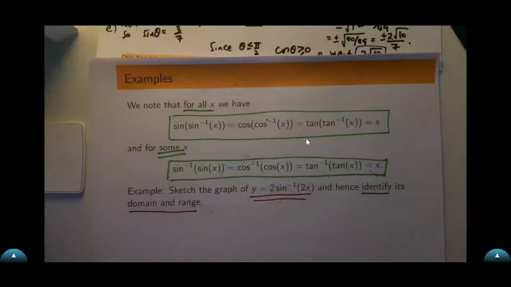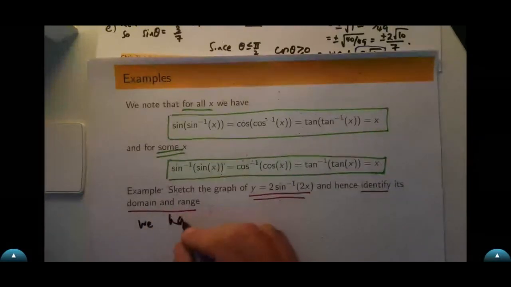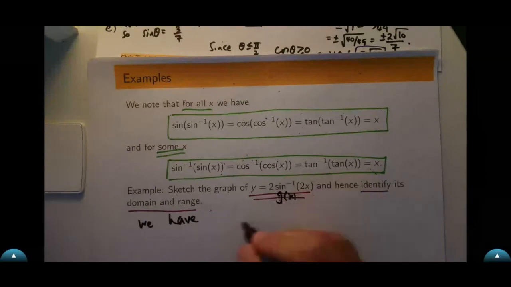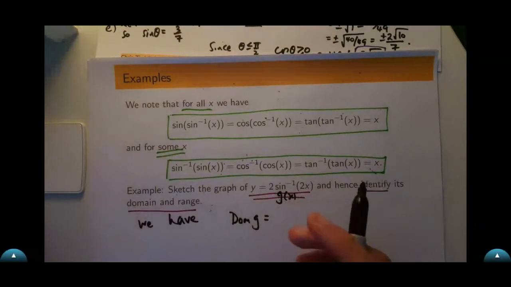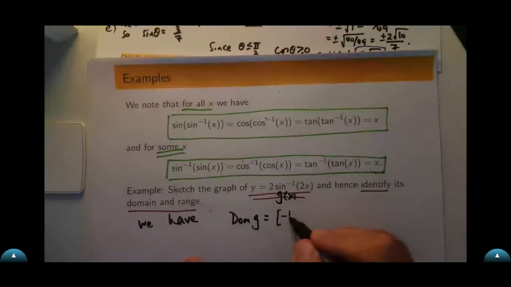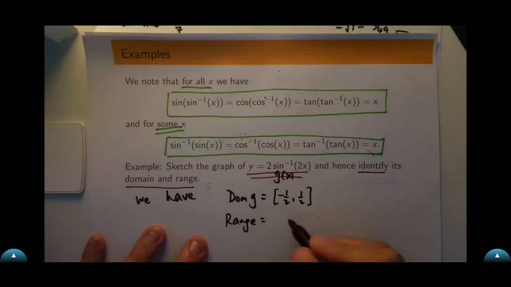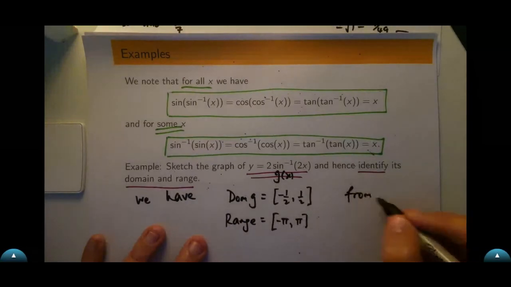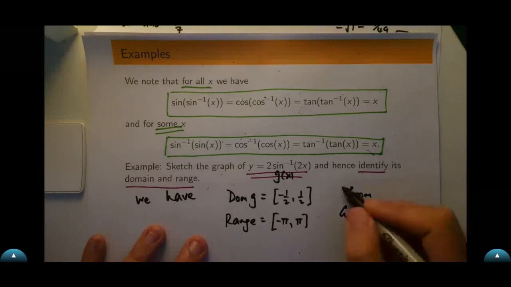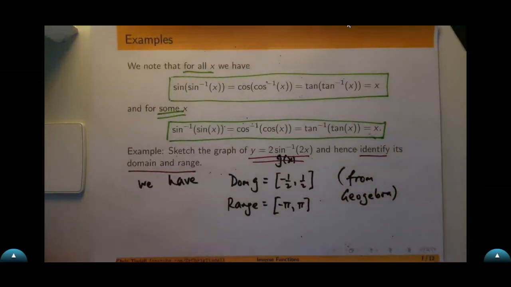So let's have a look. Let's call this g of x. It's going to be -1/2 to 1/2, and this is from our picture. So there it is.